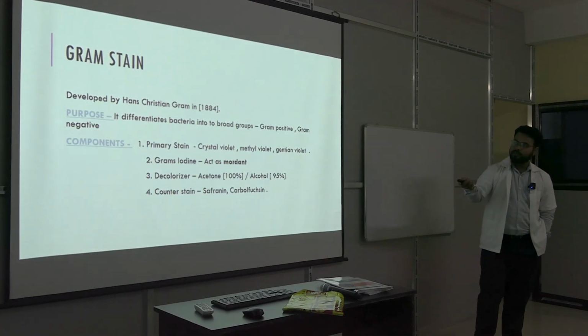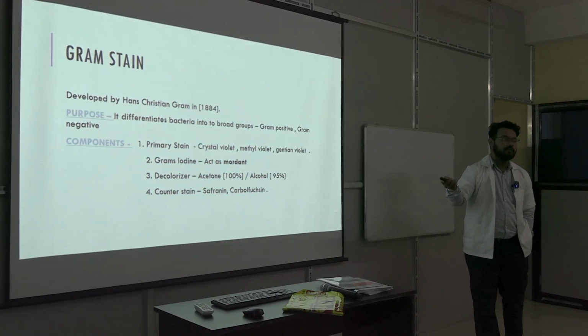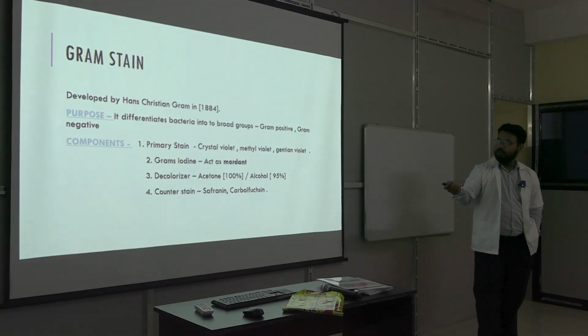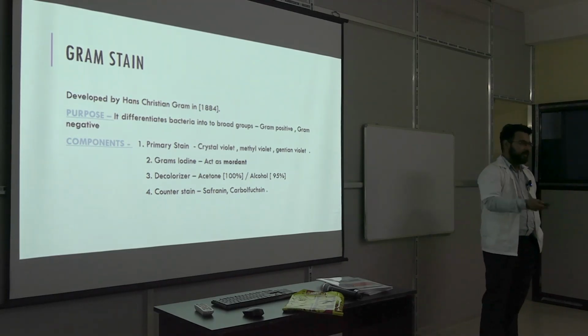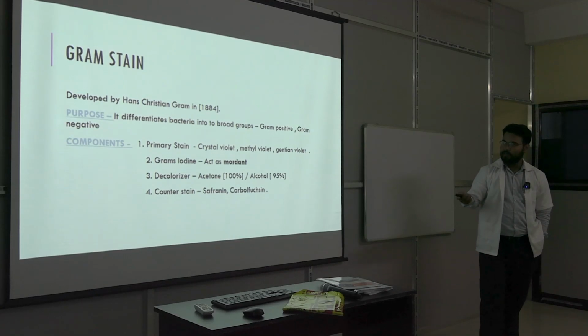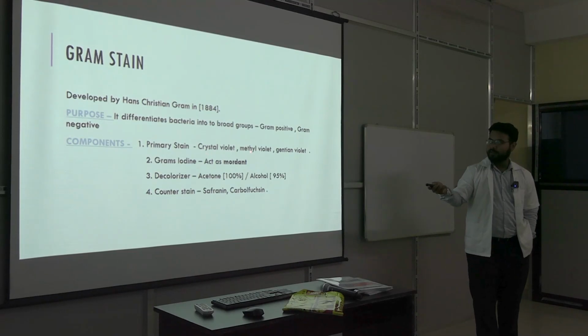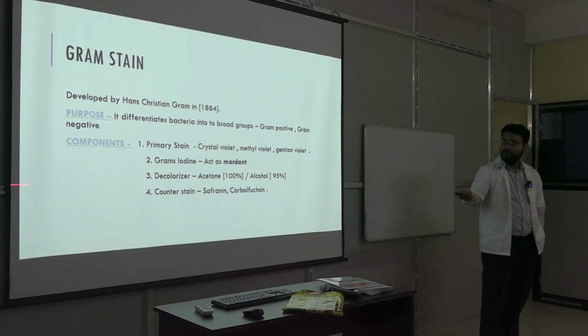So this is a bit of history. It was developed by Hans Christian Gram in 1884. It is used to differentiate between, you already know, gram positive and gram negative bacteria, and these are the components. First, the primary stain. We use crystal violet here, but methyl violet and gentian violet can also be used. Gram's iodine, which acts as a mordant.